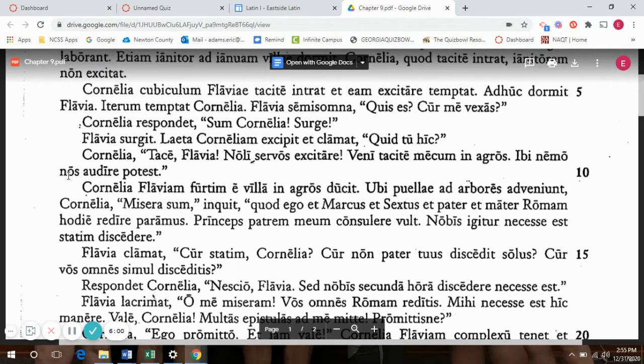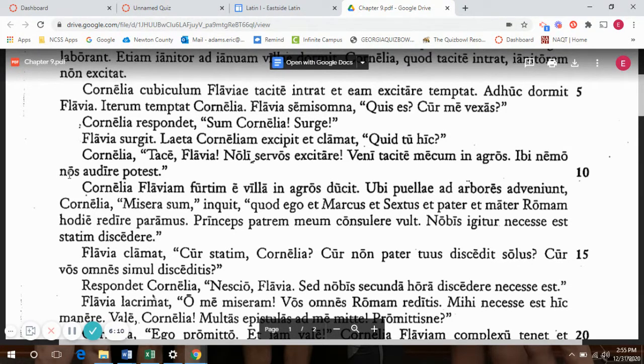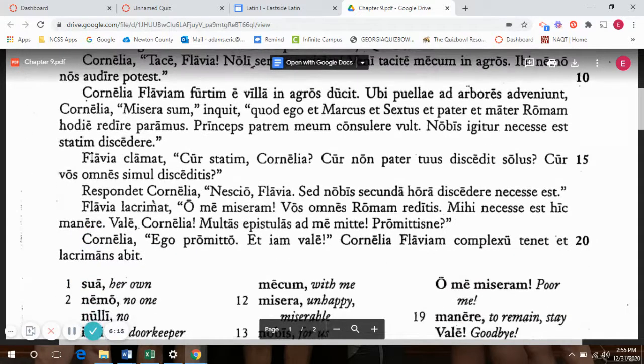Now remember that nos is going to either mean we or us, but if it is going to mean we as the subject, our verb would have to end with mus, and it does not. It's potest, not possumus, and so therefore it tells me that it is the direct object, accusative, us translation, instead of the nominative subject, we.